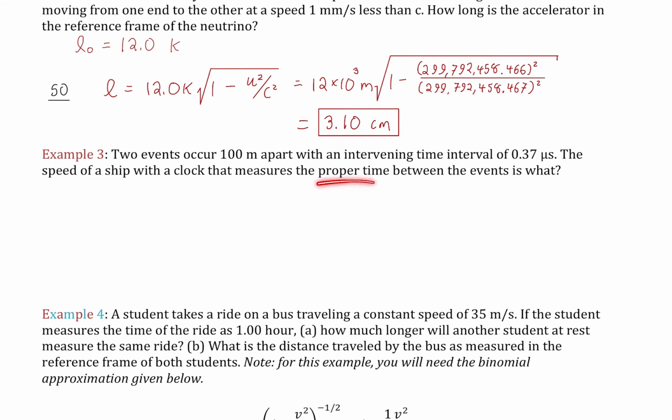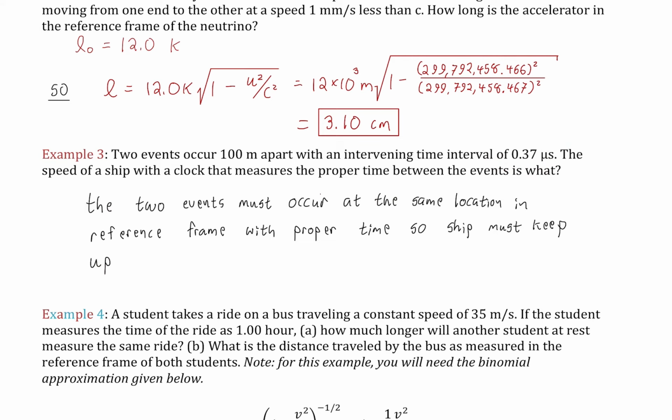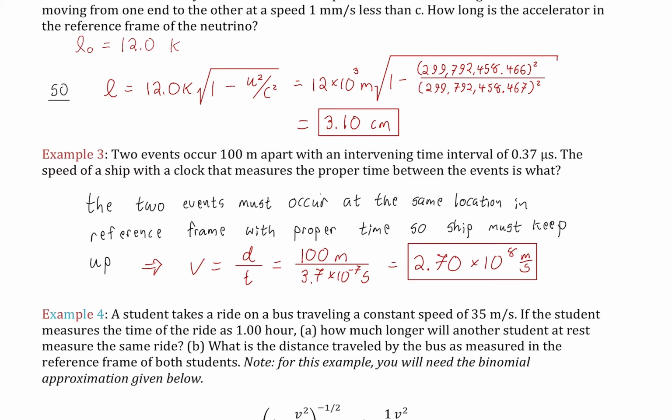So we measure the proper time between the events. In order to measure the proper time between the events, the 2 events have to occur at the same location in a reference frame, which means that the ship would have to arrive at the second event by the time it happens. So the ship must keep up. In other words, it has to travel those 100 meters in that elapsed time. That tells you that the velocity of the reference frame, or the ship, in order to have proper time measured between these 2 events, is 2.7 times 10 to the 8 meters per second, which is pretty fast. After all, it's just 0.3 times 10 to the 8 meters per second less than c.